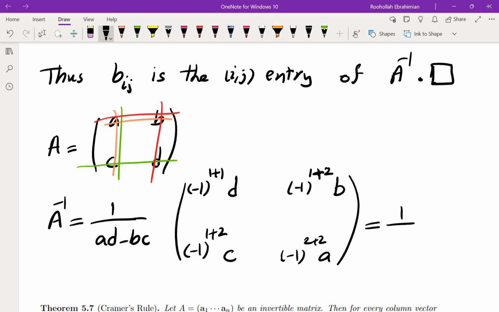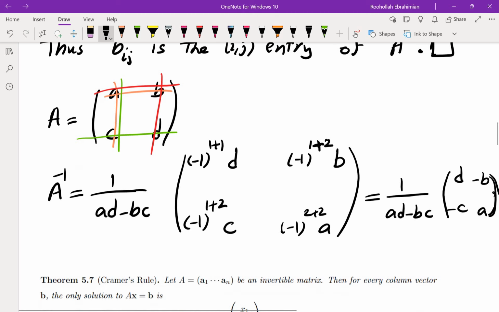So this would be 1 over AD minus BC, times the matrix D, -B, -C, A. And this might be something that you have seen before, and if not, then this is basically the inverse of a 2 by 2 matrix. It's not very difficult to see that if you multiply A, B, C, D by that, you get in fact the identity matrix.